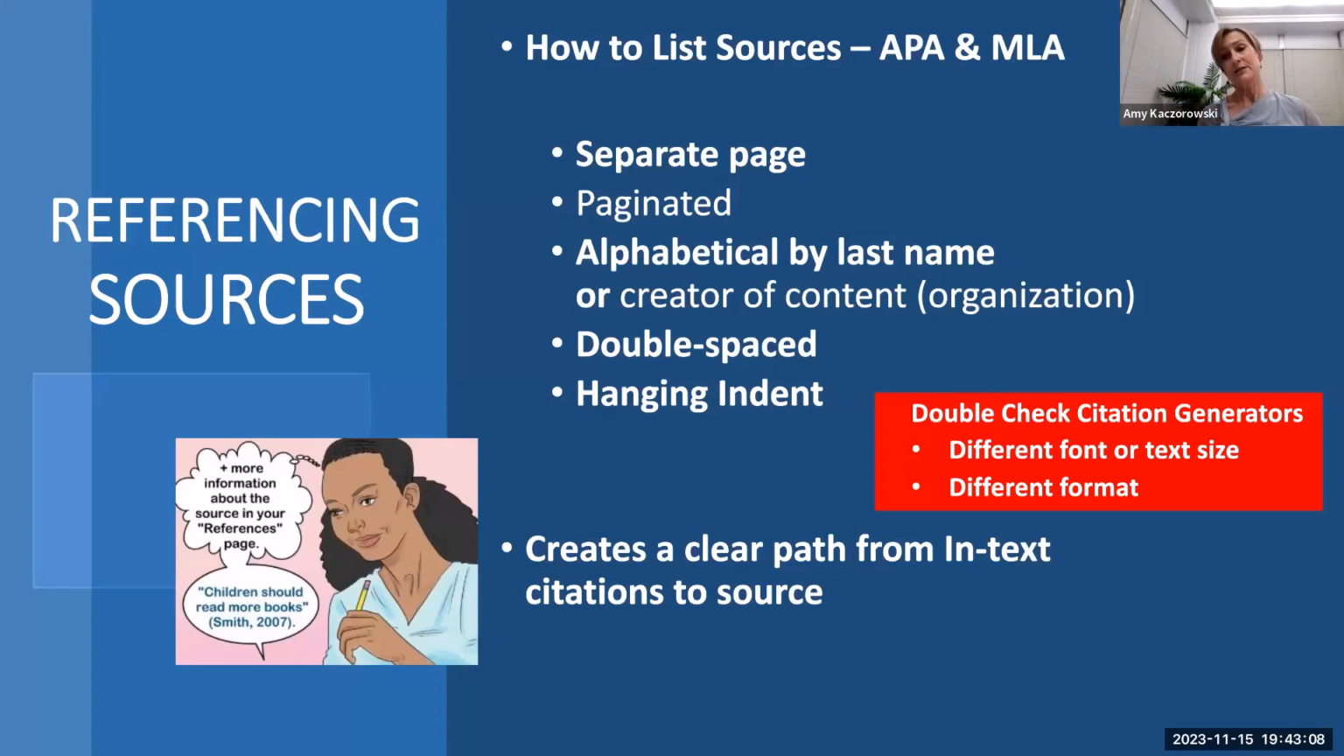If you use a citation generator, it's fine to help you get started, but please double check it. Sometimes they're right, but sometimes it has a different font than what you've been writing in, or a different font size, different format. So always double check. Just because Google says it's true doesn't mean it's always true. And keep in mind, your reference page is a clear path from all of those sources in your paper for the reader to be able to find the source outside of the paper.